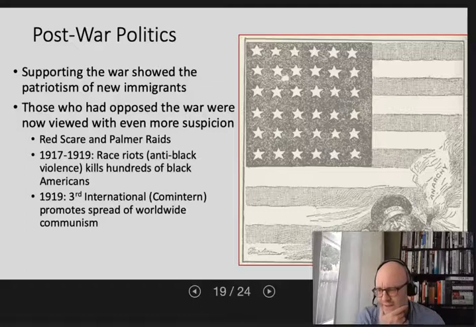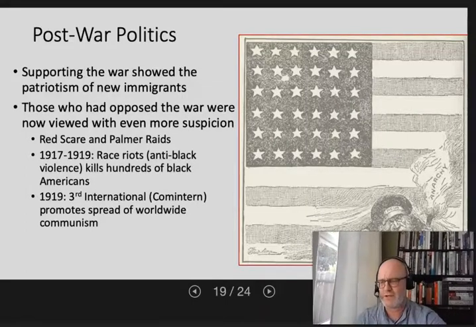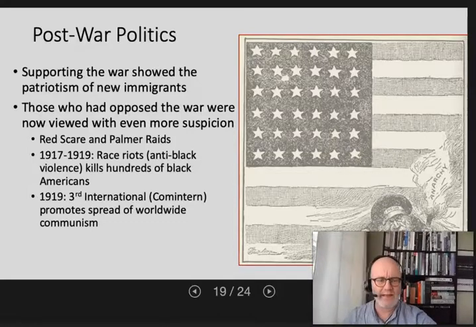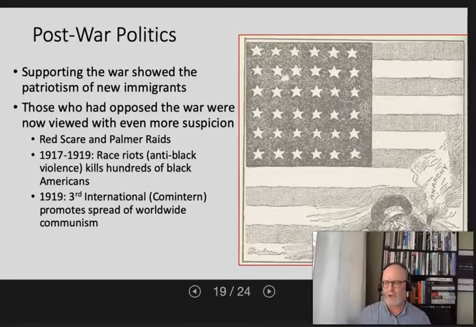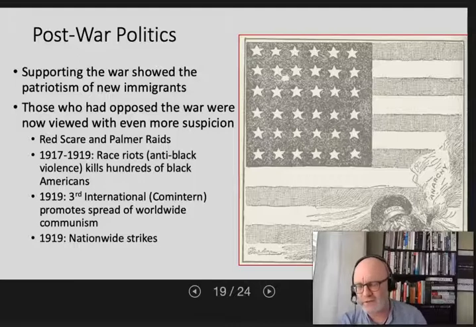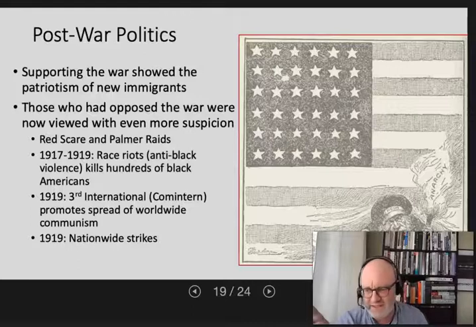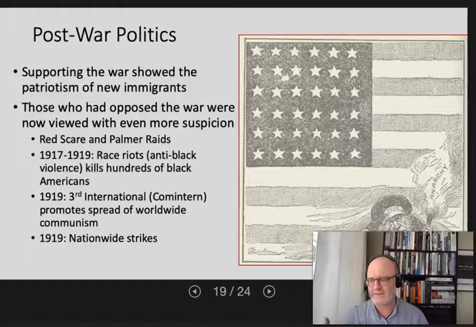Adding to this, the Third International, the Comintern or Communist International, says that the point of communism is to be worldwide. So obviously, a capitalist country like the United States says, we don't really like that much. Nationwide strikes in 1919. There's a general strike in Seattle that just shuts the city down. So all of this stuff combines into a national sentiment for a lot of Americans of foreign, anti-red, and also anti-black.